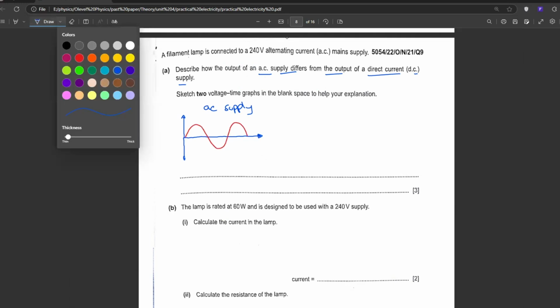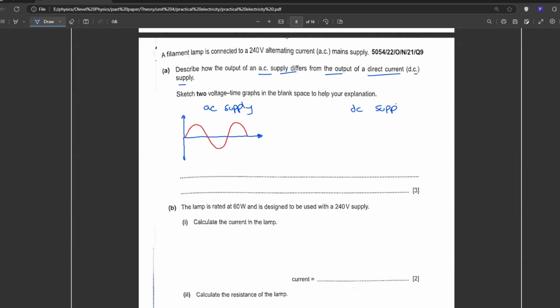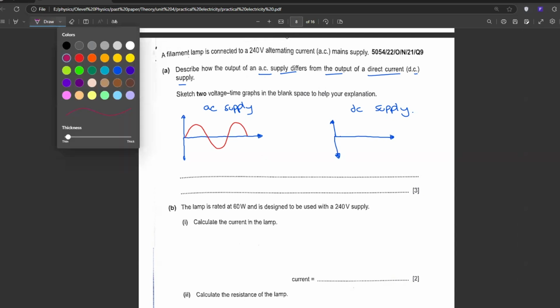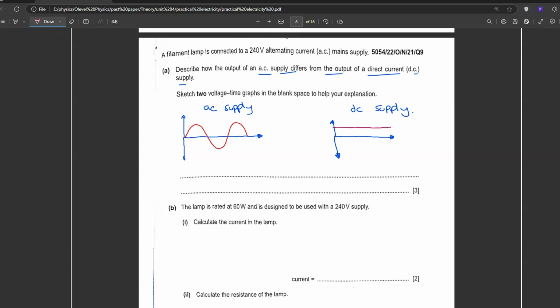However, a DC supply has a constant value of voltage, somewhat like this. Obviously, if you draw with a scale, it will look much more neat. You can also describe it for an AC supply. For an AC supply, the voltage or current keeps fluctuating, or you can say keeps changing direction.